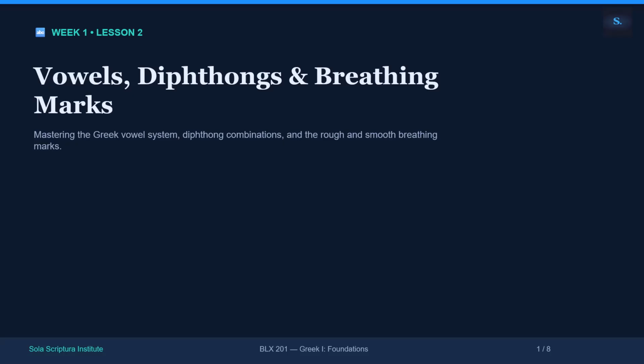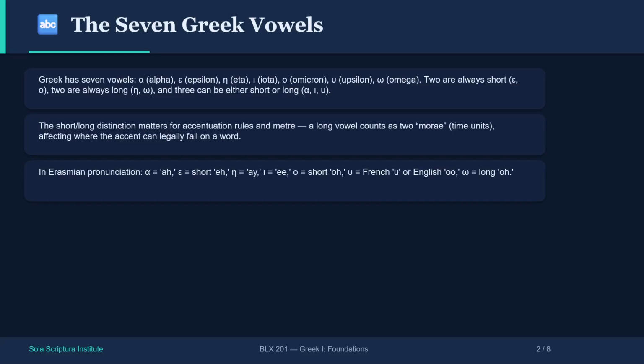So we will examine the 7 vowels, the major diphthong combinations, right? And the breathing marks that appear on every word beginning with a vowel. So these details, you could say, may seem small, but they directly affect pronunciation. And by pronunciation, I'm dealing with Erasmian pronunciation here for the most part. But they not only affect pronunciation, they affect meaning and even parsing, right? And we soon come to parsing.